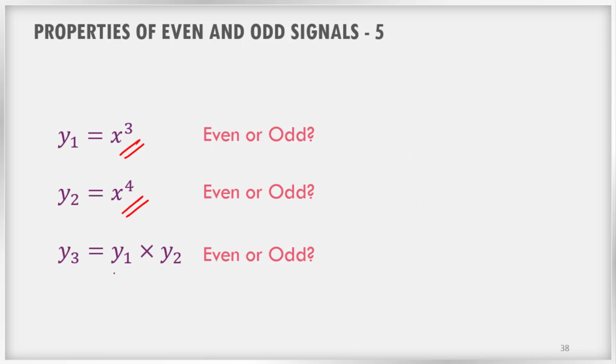What happens if we multiply an odd signal and an even signal? We know that this is an example of an odd signal because this is x cube, and this is x power 4, an even signal. Otherwise, we can say that polynomials with even powers will be even signals and polynomials with odd powers will be odd signals. Now what happens if I multiply an even signal with an odd signal?